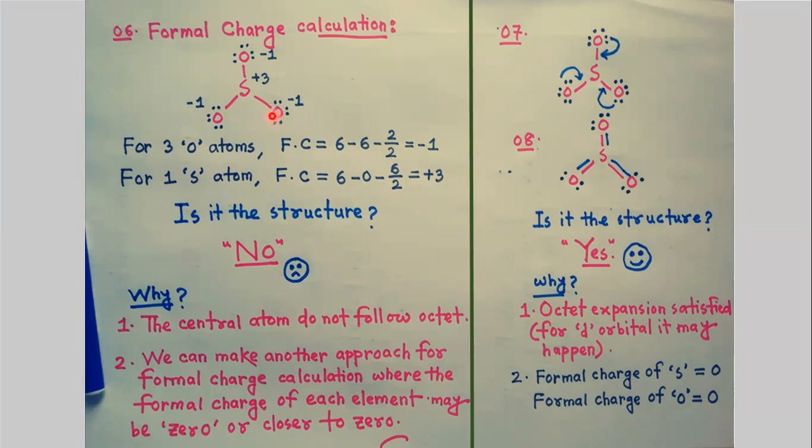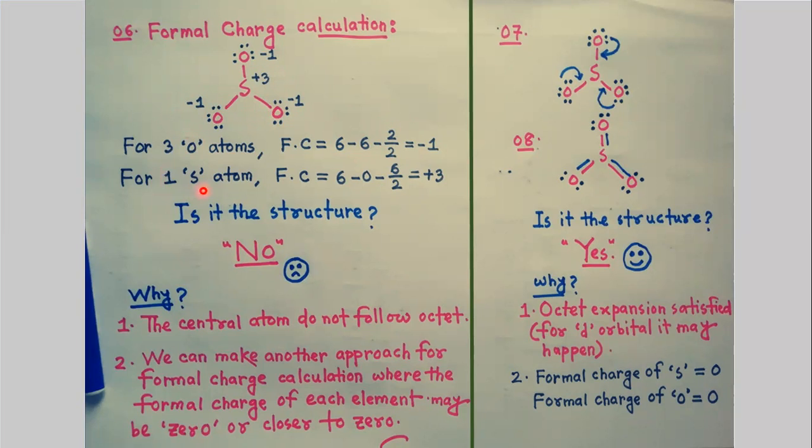For this oxygen, there are 2 electrons. It is singly bonded with sulfur, and in each bond there are 2 electrons, so bonding electrons are 2, and this 2 comes from the formula. So 6 minus 6 minus 2 by 2 equals minus 1. Each oxygen atom in this compound has formal charge minus 1.